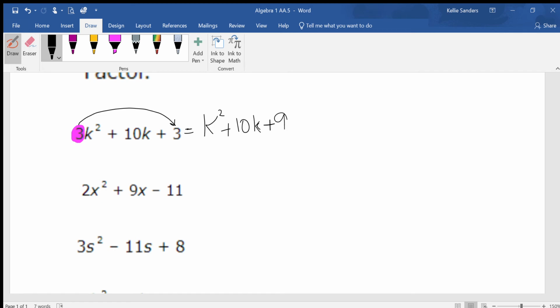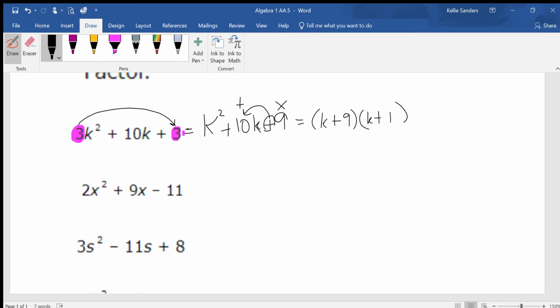How did I get 9? Because I did 3 times 3. Now we're going to work it the way that we did in AA4. K plus, and a positive times a positive is a positive. We're always going to multiply to get the end, and we're going to add to get the middle. So it multiplies to get 9 and adds to get 10. 9 and 1. So that's going to be a 9, and that's going to be a 1.